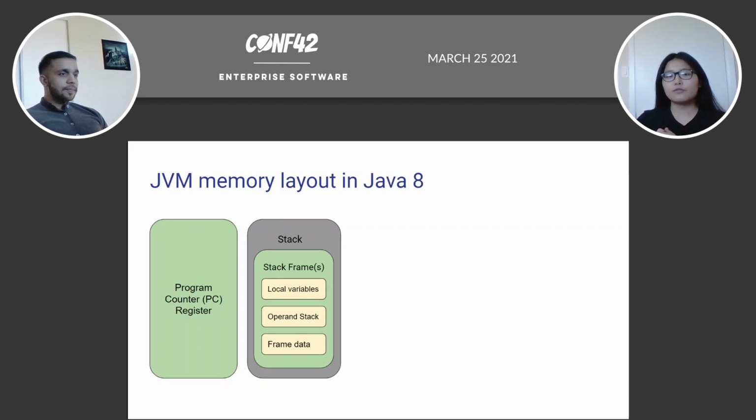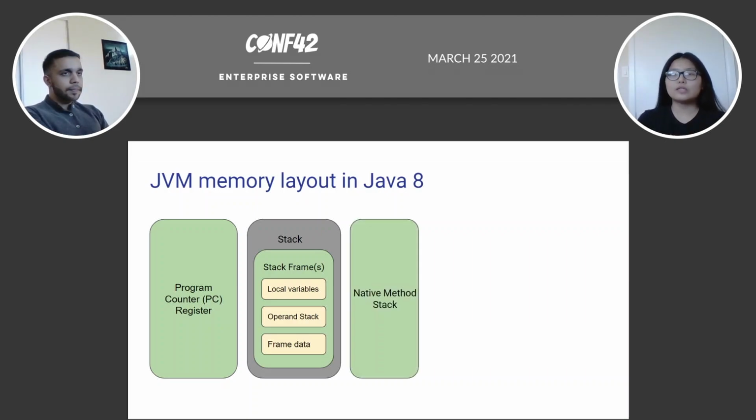And then inside the stack frame, we also have the operand stack, and as its name suggests, it's a stack, and this is where the intermediate operations are going to be stored. Finally, we have the frame data, and the frame data contains the references to the constant pool and the exception table. The constant pool is a table that contains information about the values of the constants as well as their types. And the exception table is a table that allows the JVM to know where an exception can be thrown and where it can be handled.